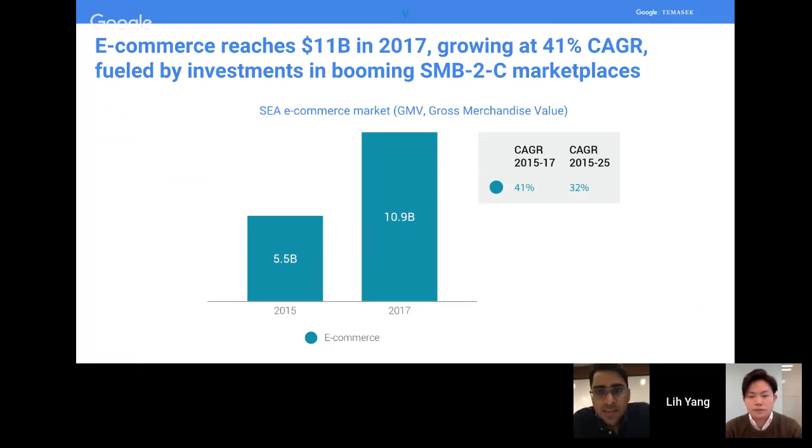So just to repeat, I think it was on mute for a while. To repeat, the e-commerce market size in Southeast Asia has grown massively from $5.5 billion, almost doubling to $10.9 billion, and this has grown at a massive 41% in the last 2 years, and it's looking like it will be the case for a good 5 to 7 years from now.